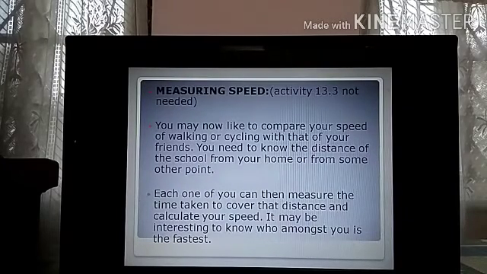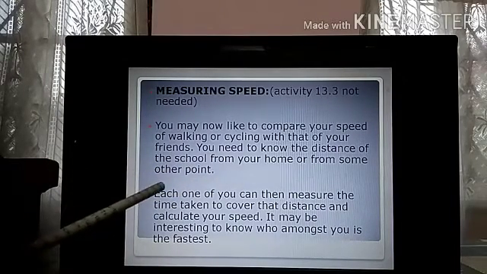Now, measuring speed. Another activity is there, 13.3, which is not required. You may now like to compare your speed of walking or cycling with that of your friends. You need to know the distance of your school from your home or from some other point. If you want to compare the speed, you should know how much distance you need to travel. Suppose the distance of your school from your home is 20 kilometers. How much time will you need and who will travel faster?